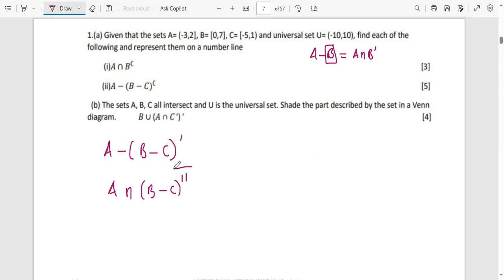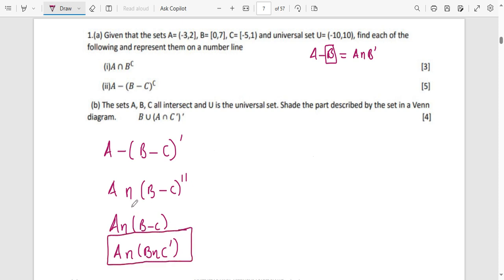And we talked about this. What does two complements mean? What will happen to the two complements? Yes, they'll cancel each other. So this is just A intersection B minus C. And this also means A intersection B minus C means B intersection C complement. Okay. So I've simplified. I can now answer my question.